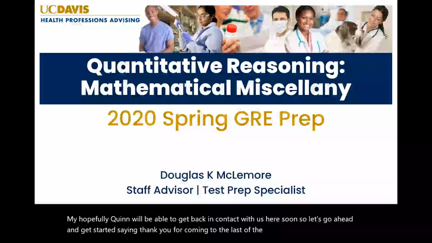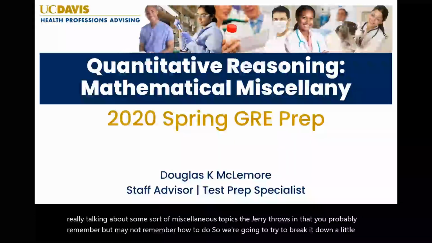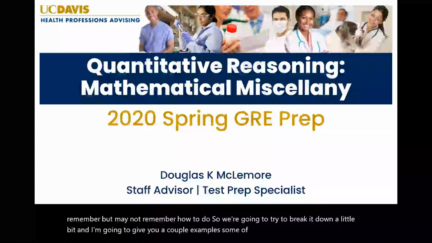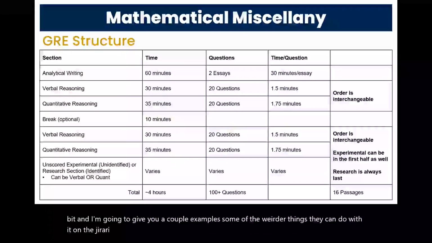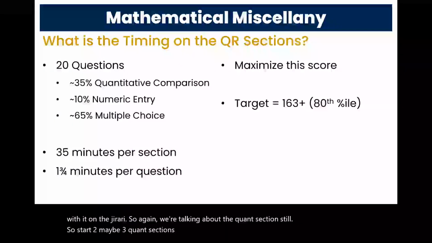We're going to be talking about some miscellaneous topics that the GRE throws in that you probably remember, but may not remember how to do. So we're going to try to break it down a little bit, and I'm going to give you a couple of examples, some of the weirder things they can do with it on the GRE. So again, we're talking about the quant section still. So our 2, maybe 3 quant sections is what we're really dealing with here.